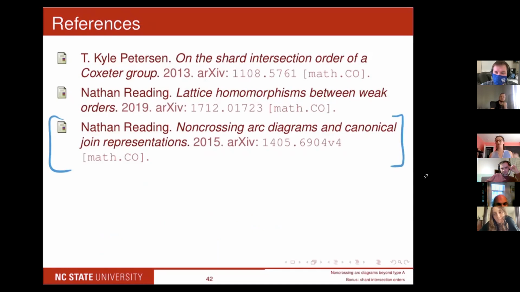Yeah, so Nathan first came up with it. He brought it up in his first paper on it in 2015, non-crossing arc diagrams and canonical join representations. Non-crossing arc diagrams give a really nice visual idea of the canonical join representation for a permutation. So it's fairly new. Nathan Reading came up with it.